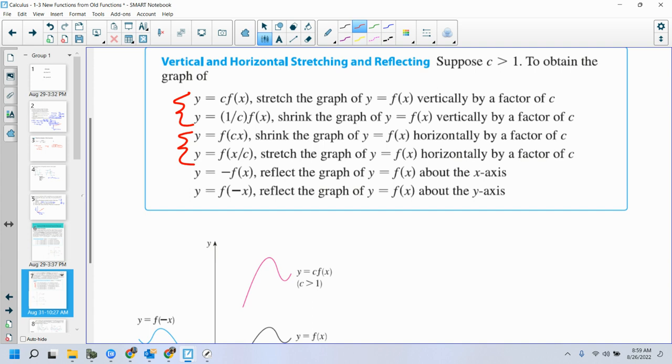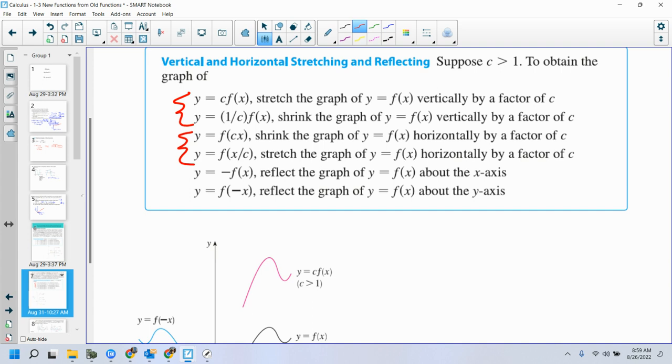They write it as a different rule if it's a compression. They call it shrink, by the way. I'm probably going to use the term compression, but they use the term shrink. But a vertical stretch or compression, that is c times f of x. I think back in Algebra 2, we used a times f of x, whatever. Something multiplied to the outside of a function is a vertical stretch or compression.